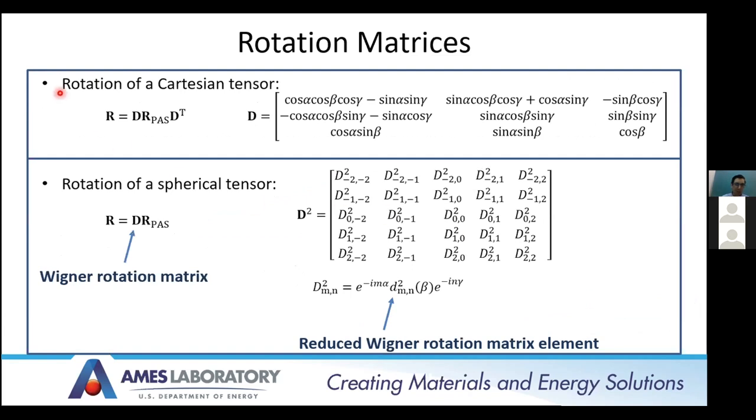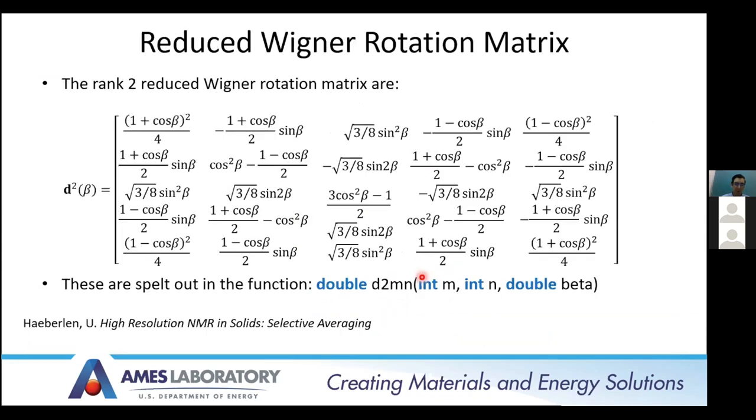The way that we do rotations for a Cartesian tensor is this way here. You multiply it by a rotation matrix and its transpose. This is the ZYZ convention. And for a spherical tensor, you would multiply it by a Wigner rotation matrix. For the second rank tensors, the Wigner rotation matrix looks like such. So it's a 5x5 matrix. Each of the elements, D2, m n, takes the following form. The alpha and the gamma dependence just depends on the e to the i, and then the index value and the angle. And the beta dependence is represented in what they call these reduced Wigner rotation matrix elements. And these are the reduced Wigner rotation matrix elements for the second rank tensor.